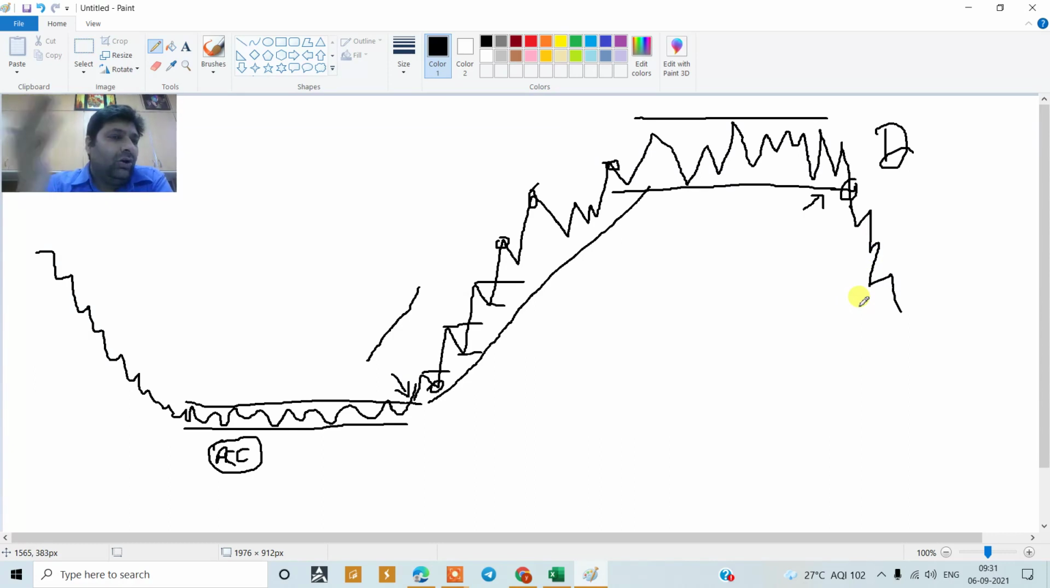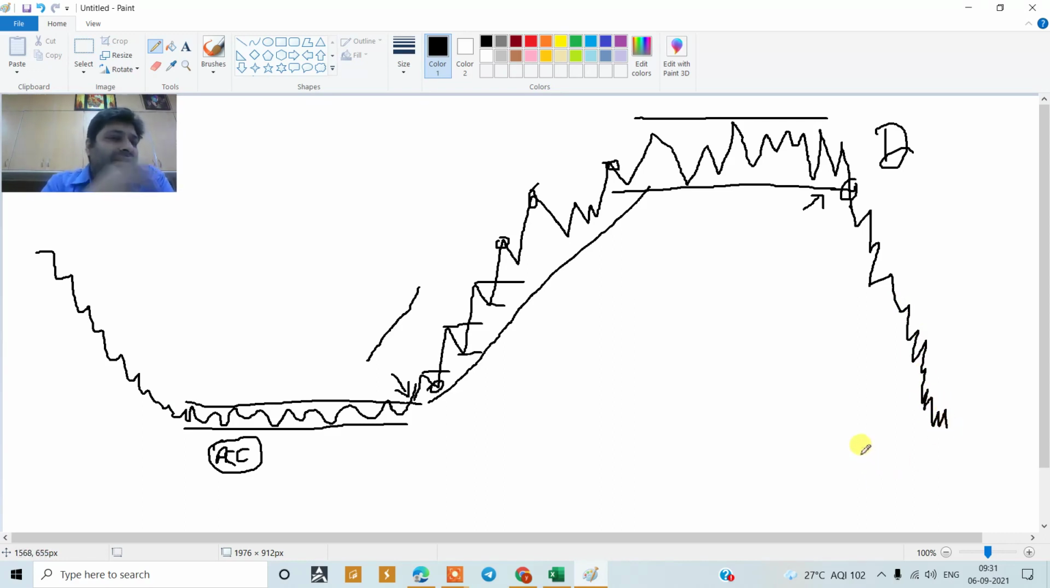Gravity law applies everywhere. While going up, it will take time, because it requires a lot of money to go up. But once the distribution phase is over, what happens is that there are no buyers, so selling pressure will crash the stock down, and it will be much faster than the advancing stage. And once the stock starts losing, it will start going down.